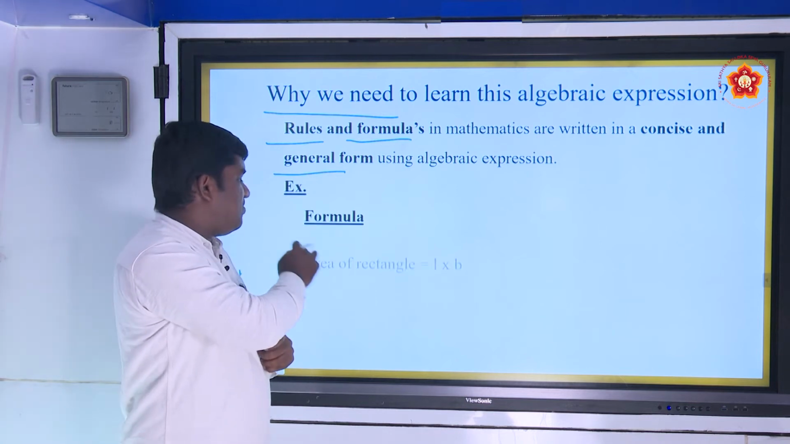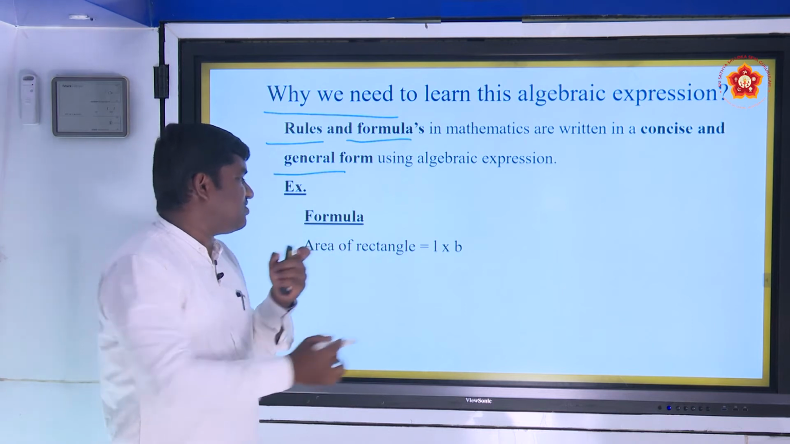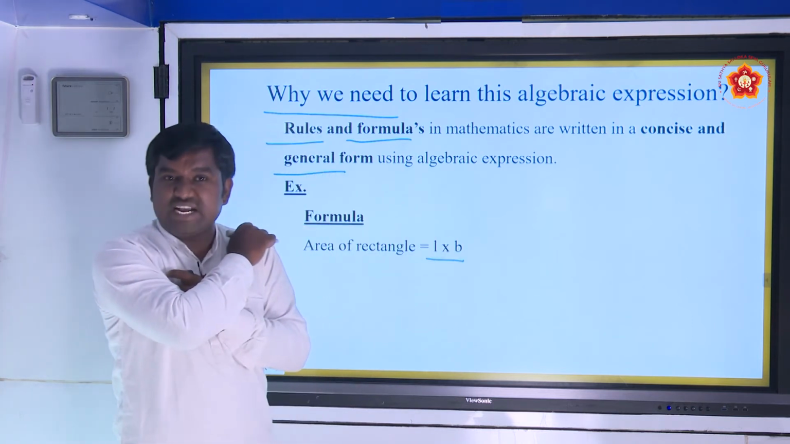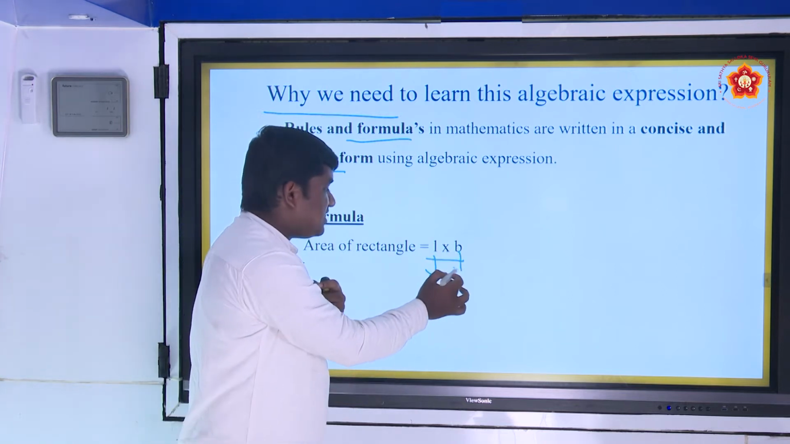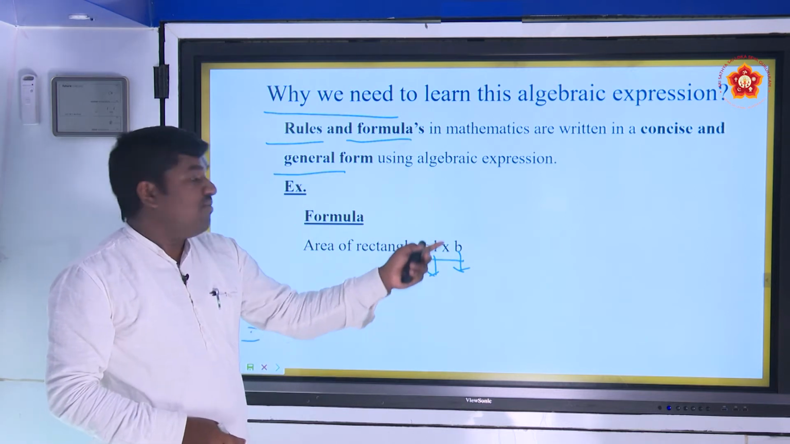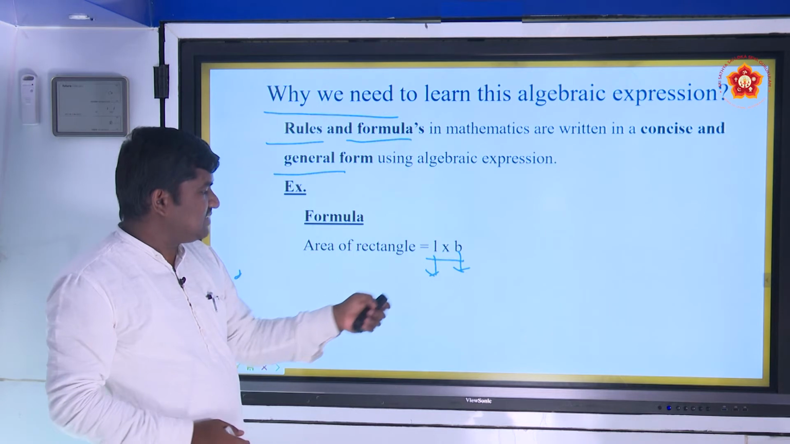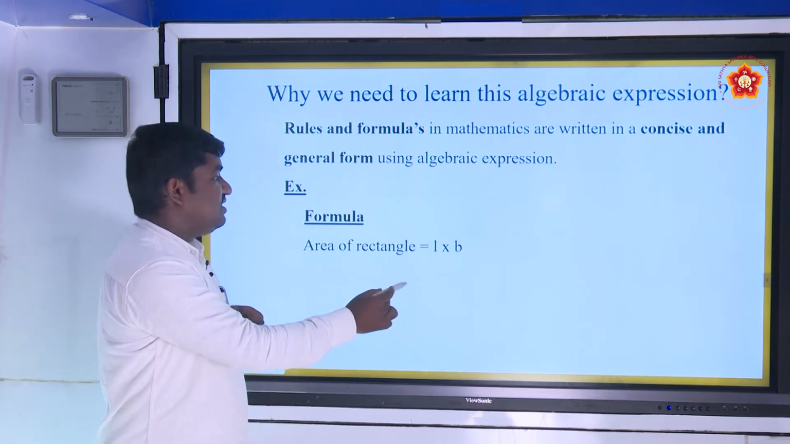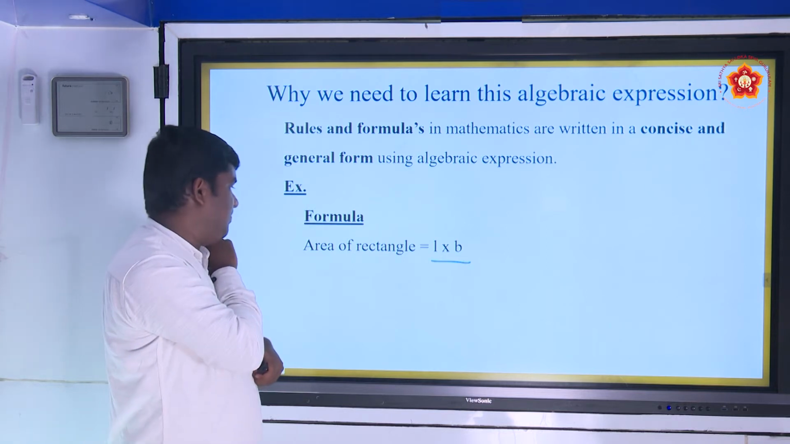See, for example, the formula for the area of a rectangle, which you already know. Area of a rectangle is equal to length into breadth. Here L is a variable, B is also a variable. These two variables are connected by a fundamental operator, that is multiplication. Yes, so this L into B is an algebraic expression.